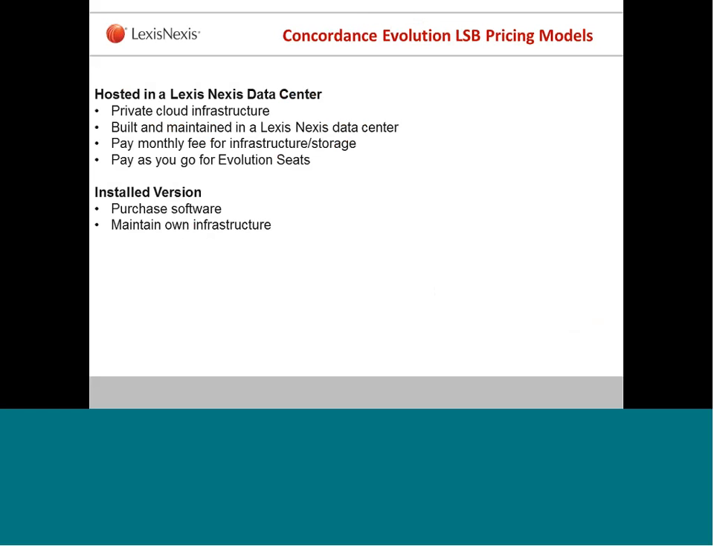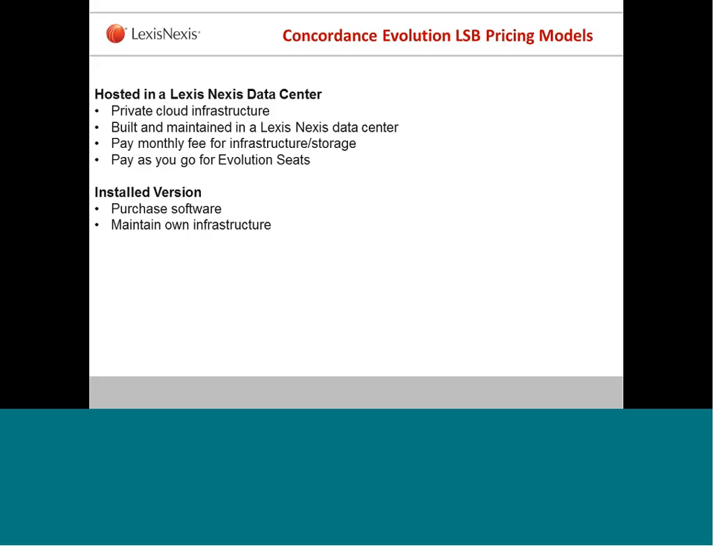What you're paying for, you're paying a monthly fee for your infrastructure and storage costs. What we decide at the outset is how large of an environment that you need. And then from there, you're kind of paying as you go for your Evolution seat. So this allows you a lot more flexibility. So let's say we build you out a medium environment, and then a couple months down the road, you have grown a lot, and so you need a larger environment. We can move you up to a larger environment. That gives a lot more flexibility for you.